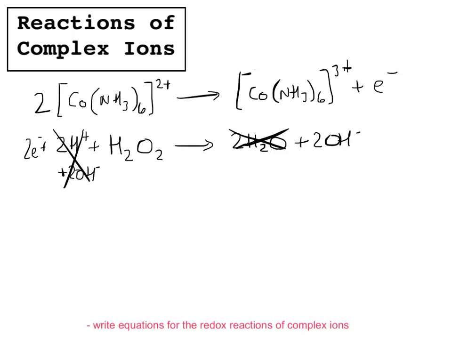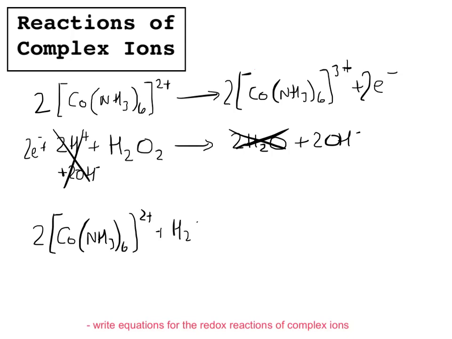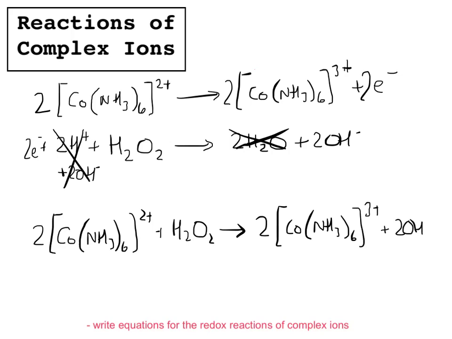We then multiply the top one up by 2 to make the electrons balance, and so the overall redox reaction is Co(NH3)6 2+ plus H2O2 goes to make 2 Co(NH3)6 3+ plus 2OH-. So, simple as that. All you need to do is just make sure that you balance the 2 half equations. If it's in alkaline conditions, make sure you don't have any H pluses by adding OH- on both sides, and then combine them.